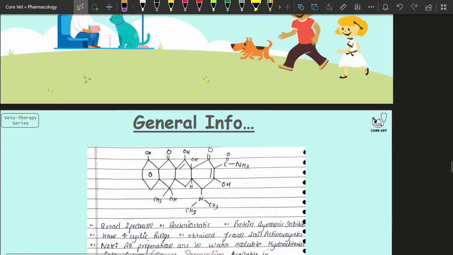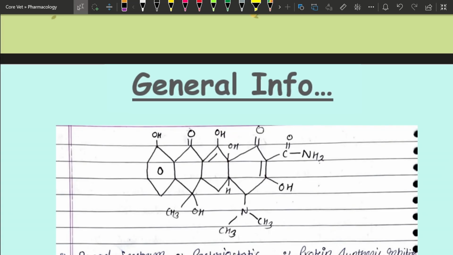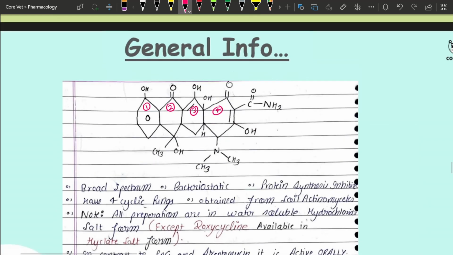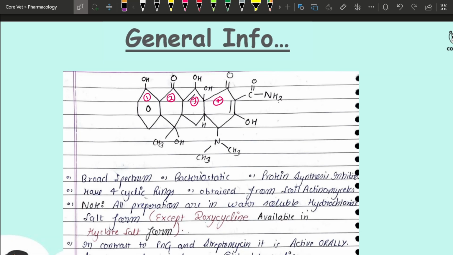If we talk about the structure of the tetracycline, in the structure there are four rings. Okay, 1, 2, 3 and 4. So there are four rings in the tetracycline. That's why they are termed as what? Tetracycline, right? So I hope these few points are clear. And these tetracyclines are obtained from what? These are obtained from soil actinomycetes, right? I hope this is clear.